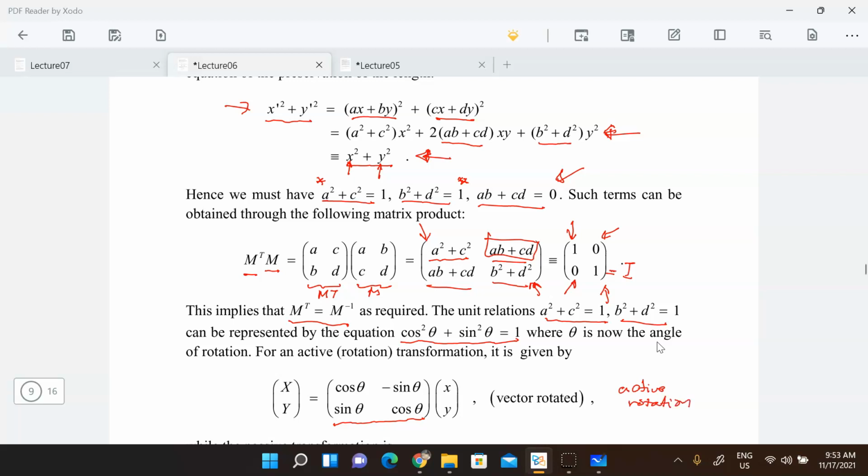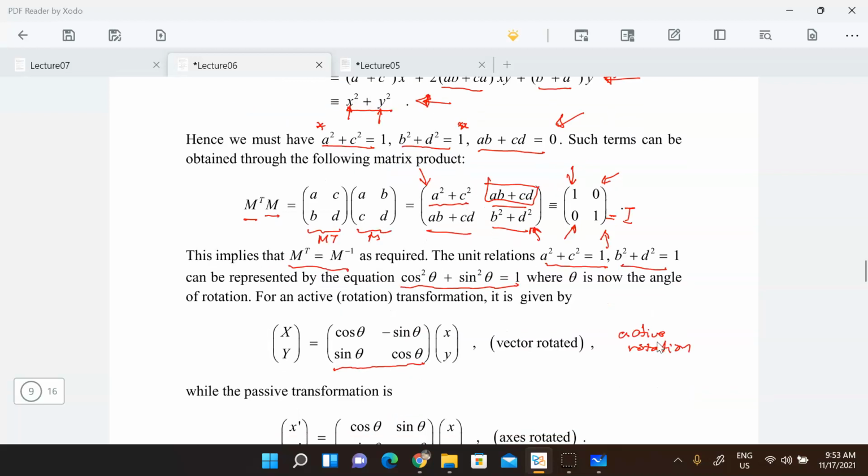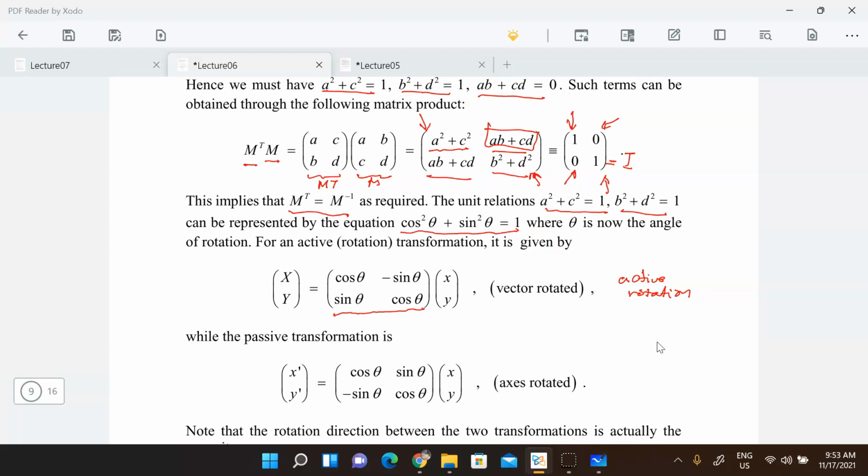But there's another picture that we are supposed to know, which corresponds to the coordinate axis being rotated. So with the coordinate axis being rotated, you have your minus sine theta over here instead. This will be your passive rotation.